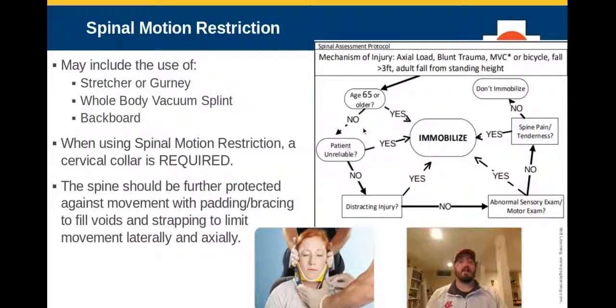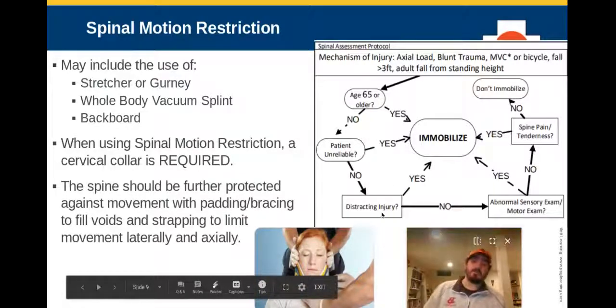Is the patient unreliable? That goes back to that mental status. So do they know person, place, time, event? Person, place, time, and event, right? If they don't know any of those or they're confused, yes, they need to be immobilized, because how do we know that they're not actually in pain? We can't, all right? Is there a distracting injury? So if their wrist is bent backwards and they're screaming, do you think they're going to be with it enough to be able to know what's going on and say, ooh, yeah, my neck really hurts and I fell 20 feet?